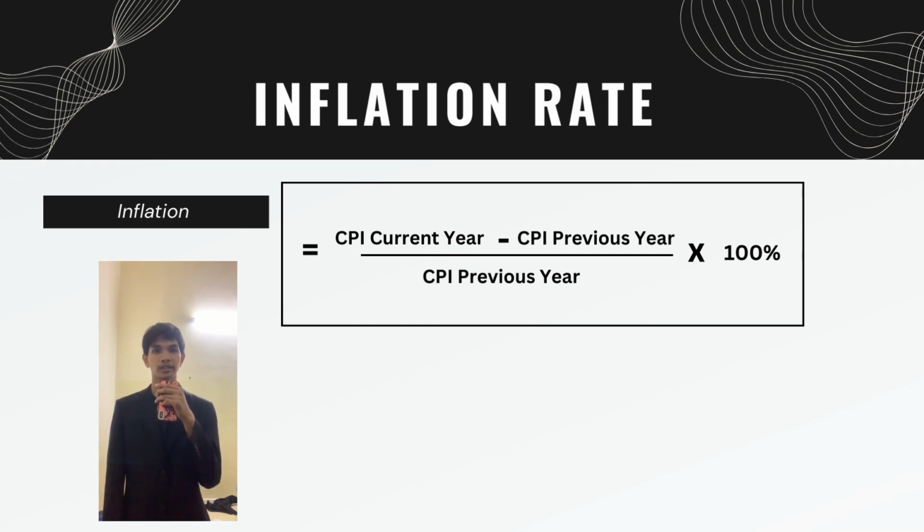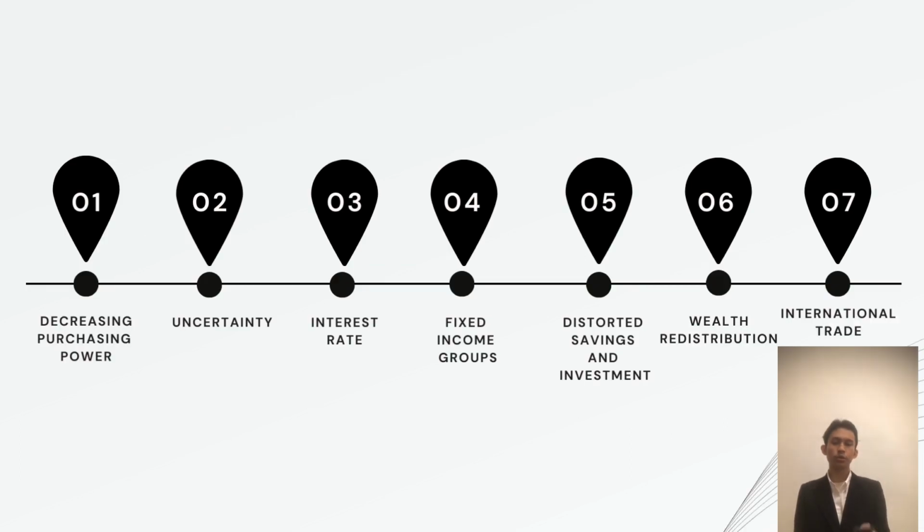So this is the inflation rate for 2020, which is negative 1.14%. 2021 is 2.48%, and lastly for 2022 is 3.38%.